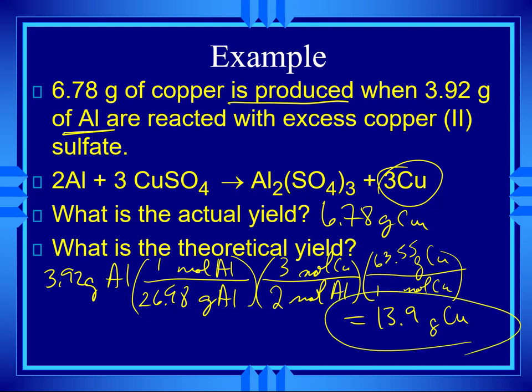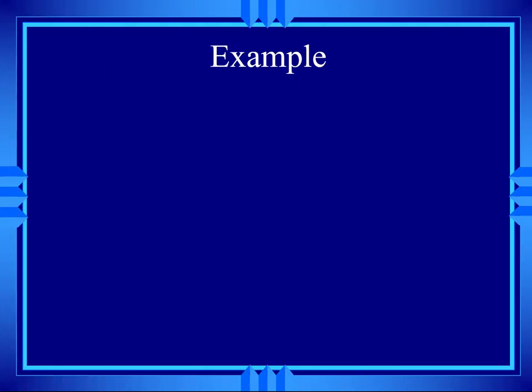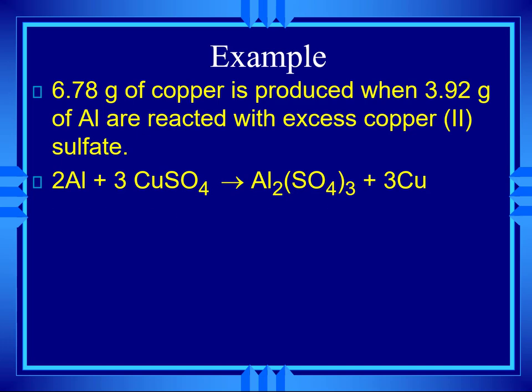Any new math there? Now, we've been doing this for a week now, right? But when we're figuring out product, we should make 13.9 grams if everything goes perfectly. Did everything go perfectly? No. So what's the percent yield?